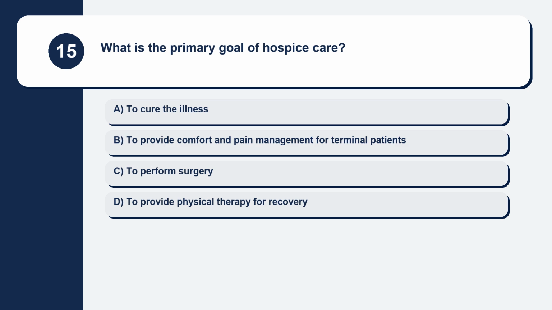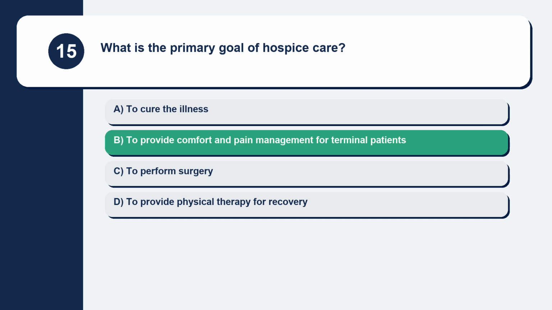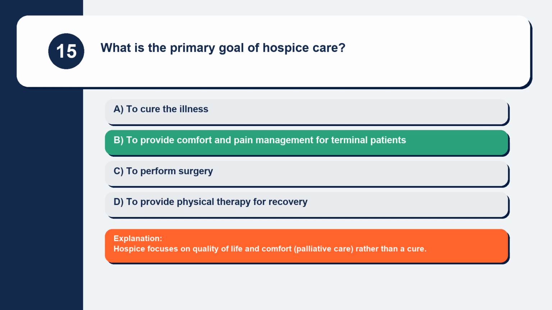Question 15. What is the primary goal of hospice care? To cure the illness. To provide comfort and pain management for terminal patients. To perform surgery. To provide physical therapy for recovery. Hospice focuses on quality of life and comfort, palliative care, rather than a cure.